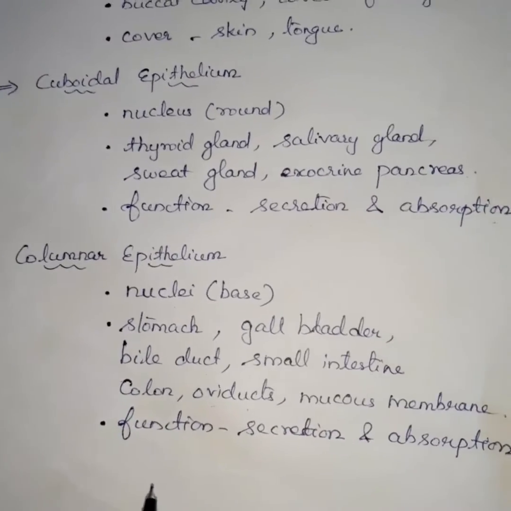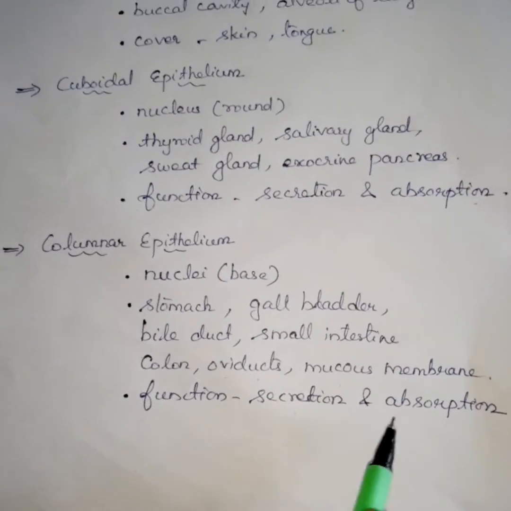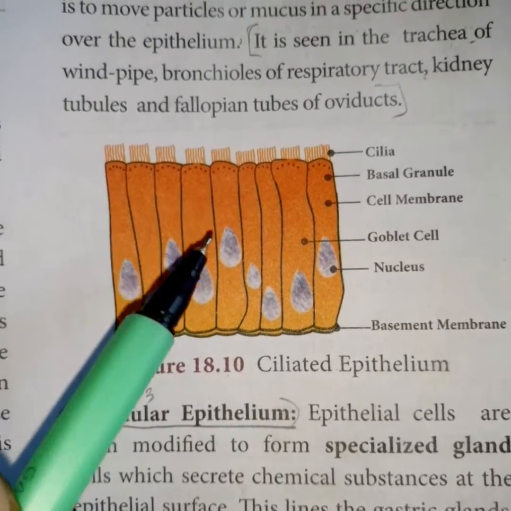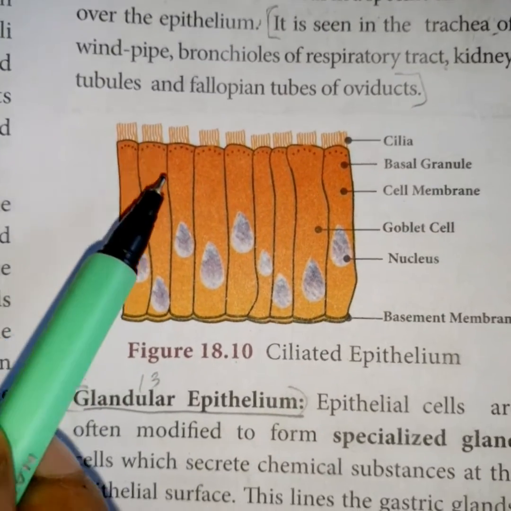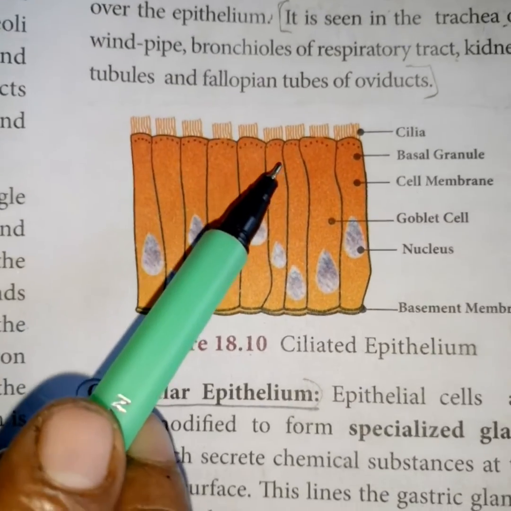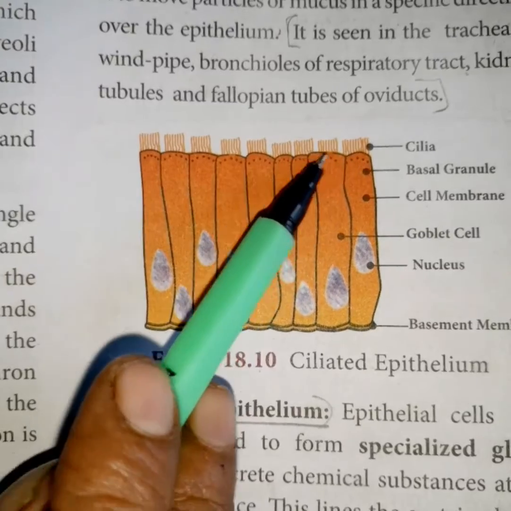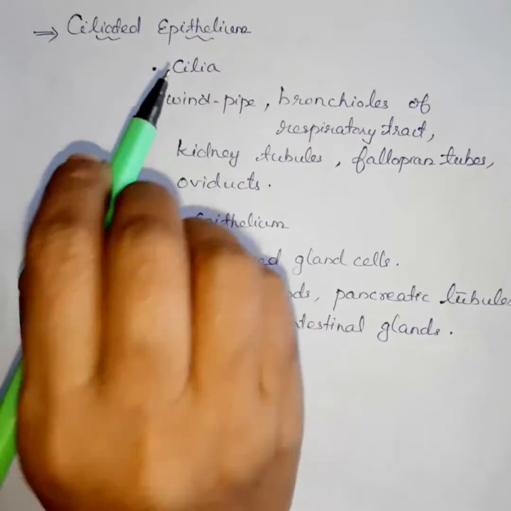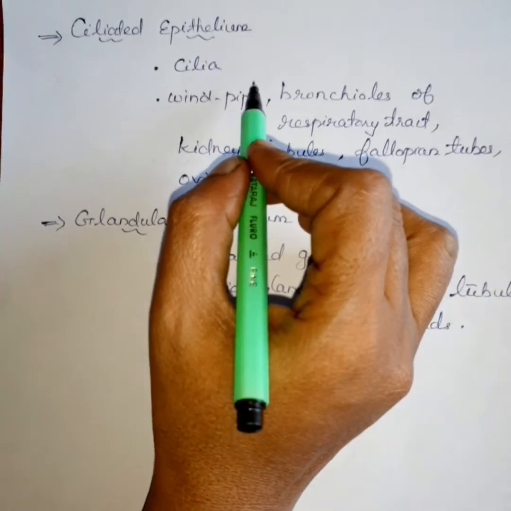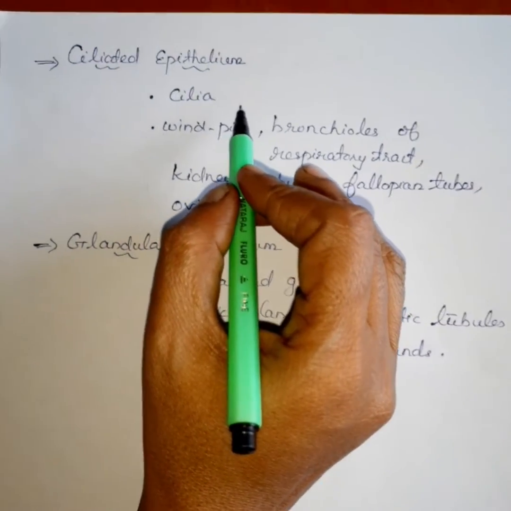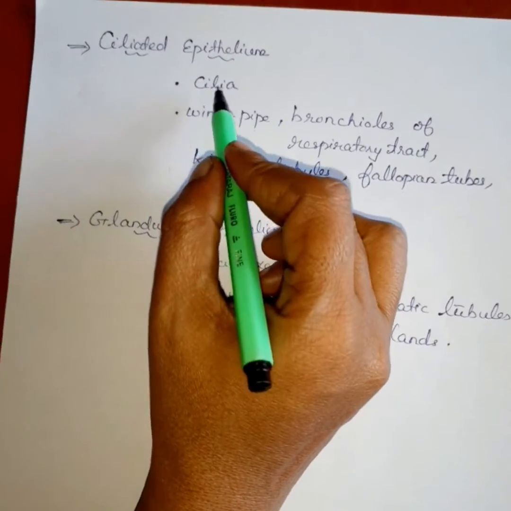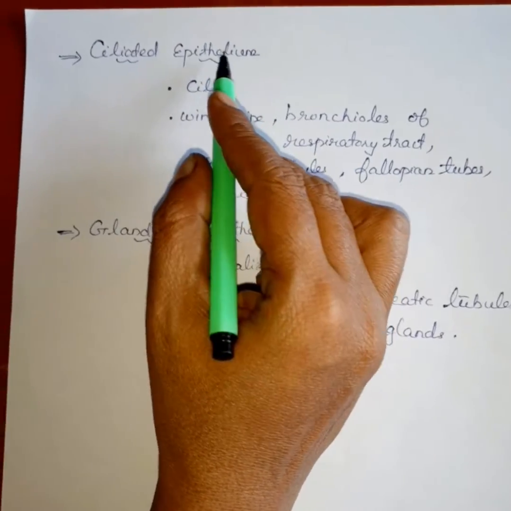What is the main function? Secretion and absorption. Next one is the ciliated epithelium. Here these cells look like a columnar epithelium, but they have cilia at the end. The movement of the cilia is used in many ways. Cilia are minute hair-like structures. Here the cells have hair-like growth called cilia, and they are called the ciliated epithelium.